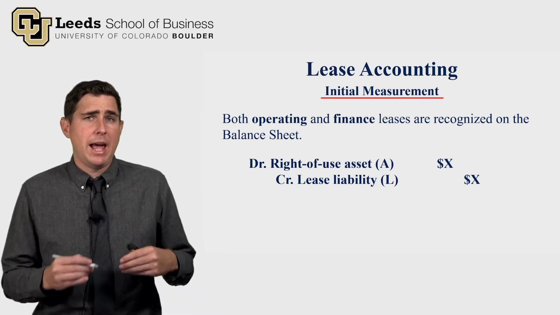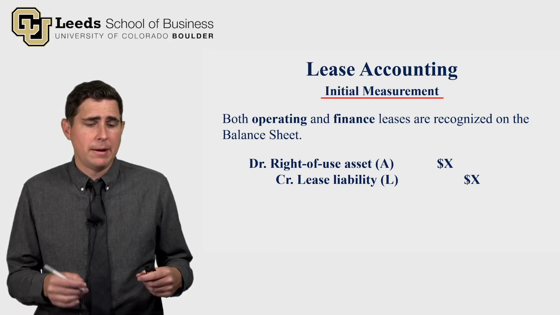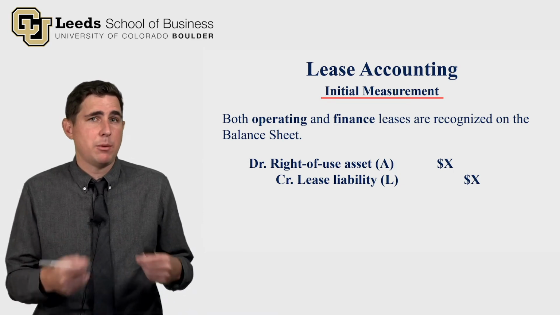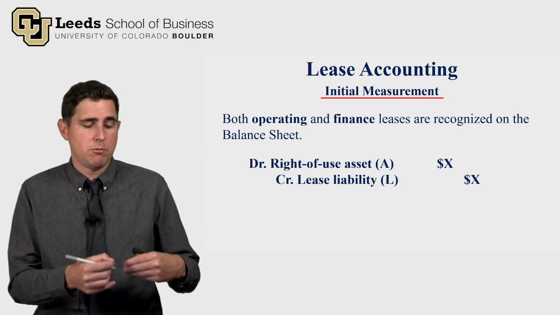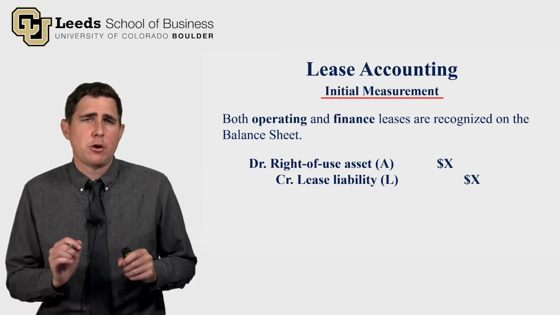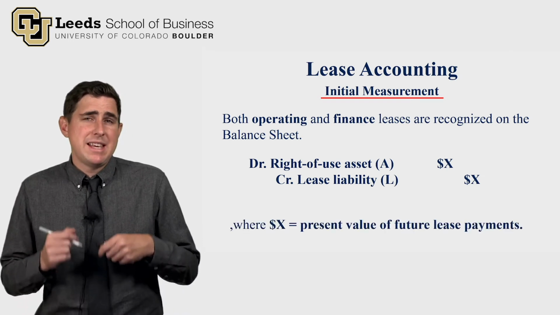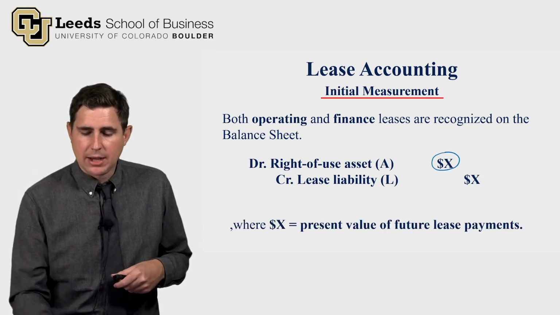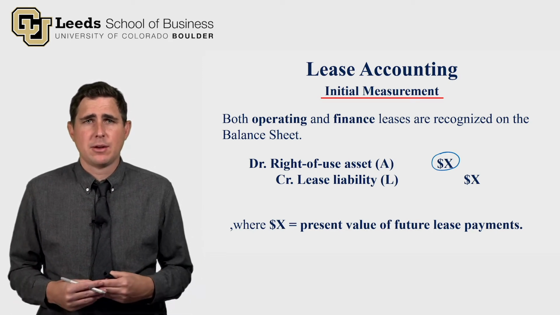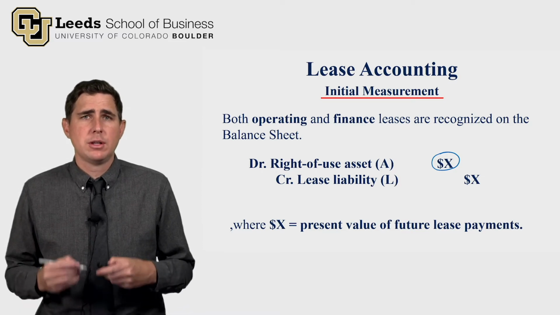It's a debit to an asset account, and I've put right of use asset here. This is typically what it's called within the company's accounting system. Maybe not what it's called on their financial statements, but right of use assets, just an asset account. They'll debit that account. They'll credit the lease liability account. What is the X? So I have $X. What is the amount that Southwest will debit and credit these accounts? Well, X is equal to the present value of the future lease payments.